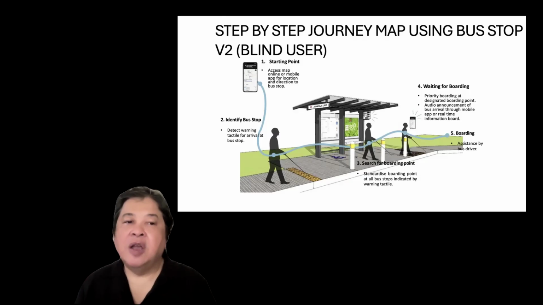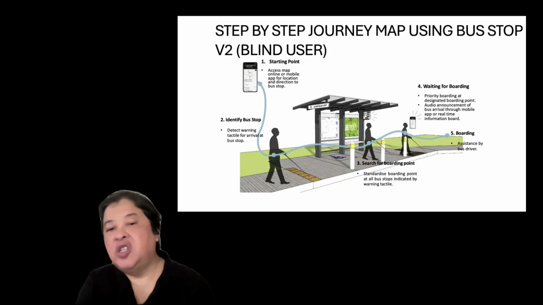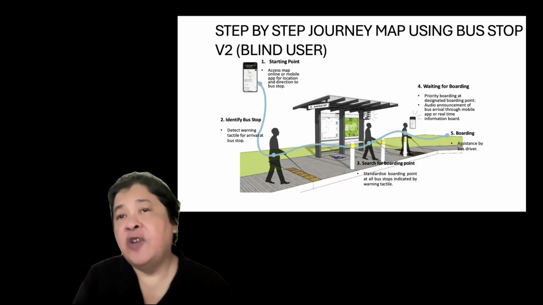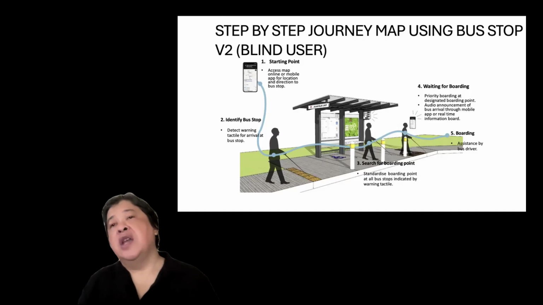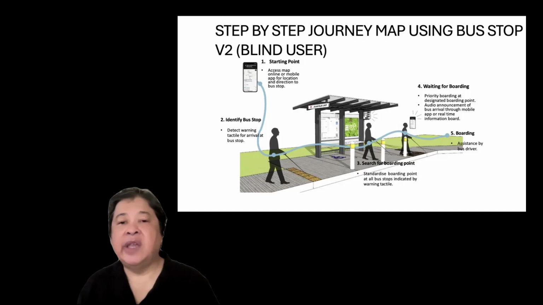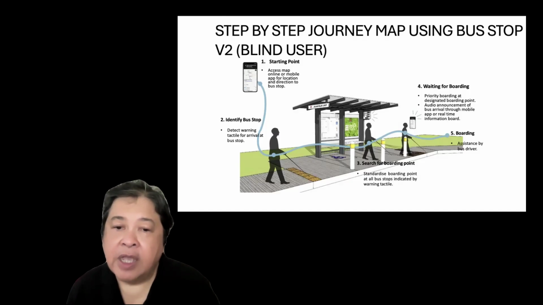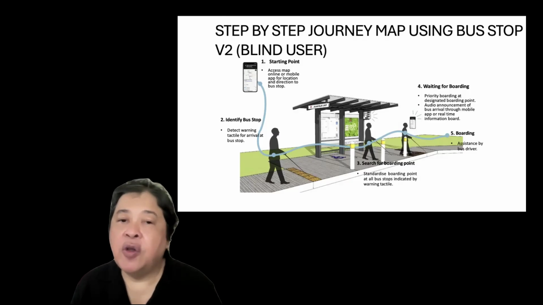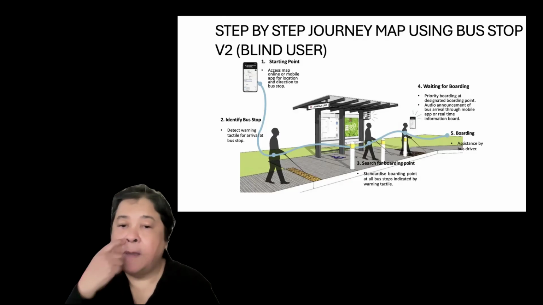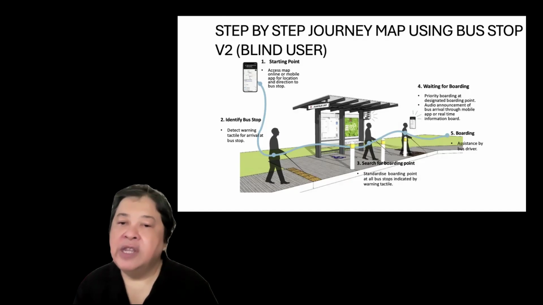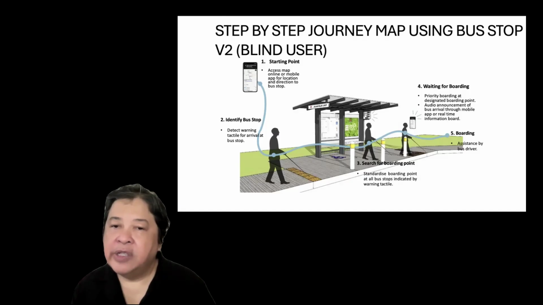So when a blind person comes, they will identify the bus stop from the warning tactile to arrive at the bus stop. Because the dot type warning tactile is to indicate something's going on in front of you. It could be a crossing, it could be change of levels. So in this case, it is a bus stop. So later you search for the boarding point. So it is standardized, so everybody knows when you use the bus stop that to go to that corner indicated by the warning tactile.